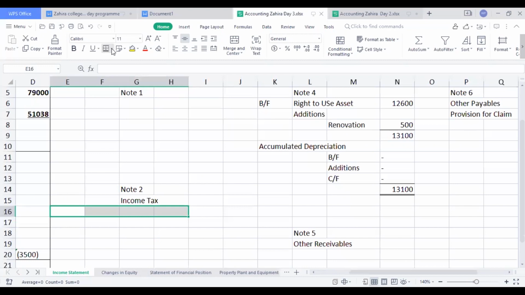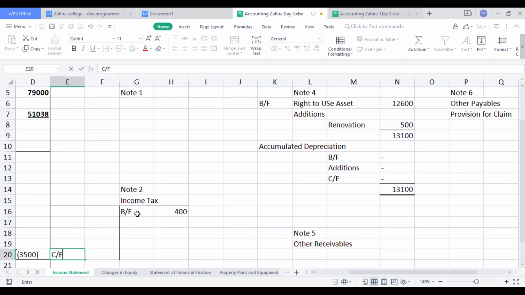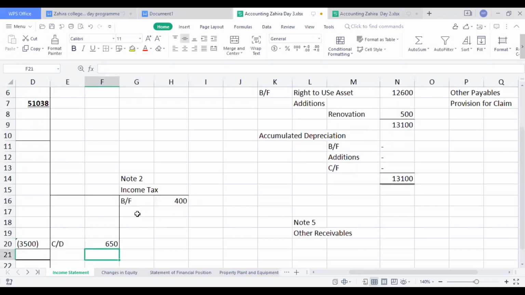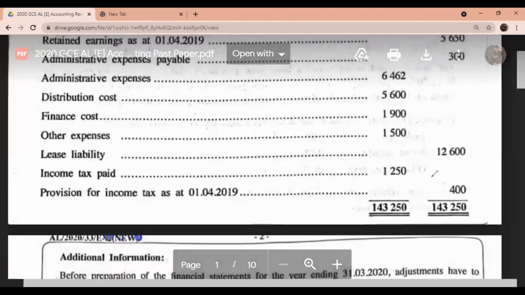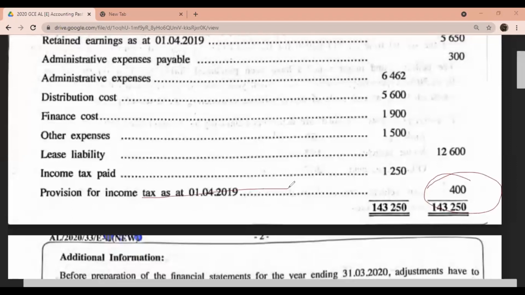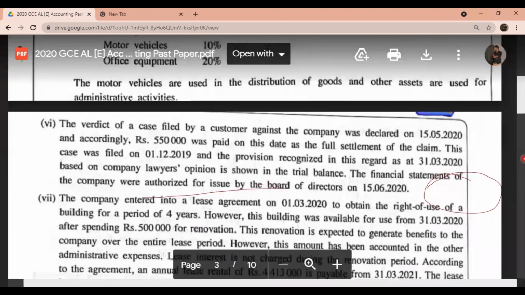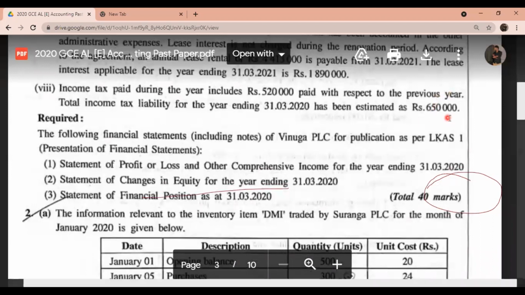So I'll open up this. Then I'll open up the T account. Now the brought forward balance of the income tax provision account, they have given 400. Carried down they have given as 650. They have said in the question 400 is the income tax payable at the beginning of the year. And the last value which they have given in the sum, 650,000, is the amount at the end of the year. That's the reason I took it on the credit side.